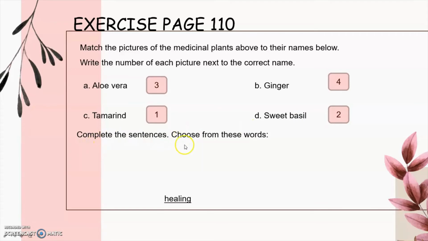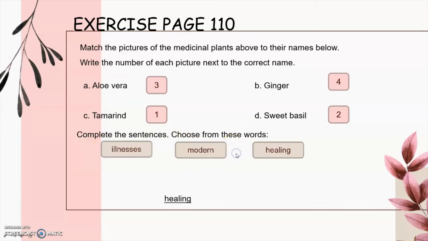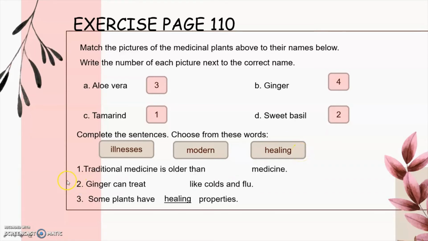And then complete the sentences using these words. I already have 3 words: illnesses, modern, and healing. Number 1. Traditional medicine is older than blah blah blah medicines. Okay, older and modern. Good job. And then ginger can treat blah blah blah like colds and flu. Illnesses. Okay, good job. And the last one is healing. Some plants have healing properties. Good job. Give applause for us.